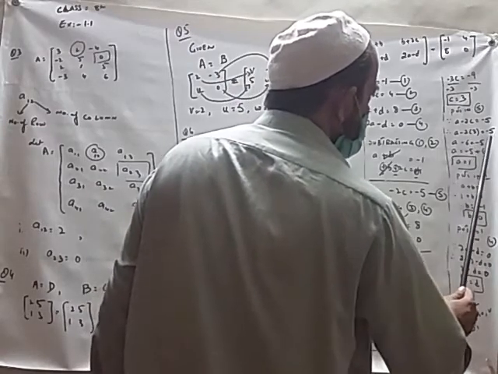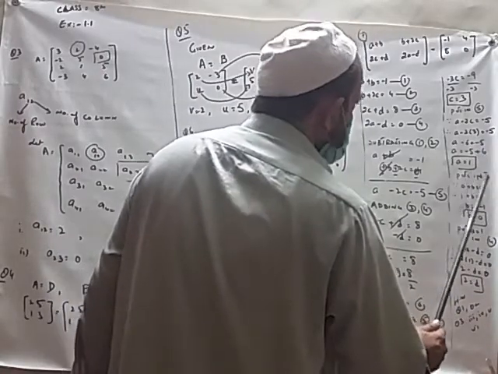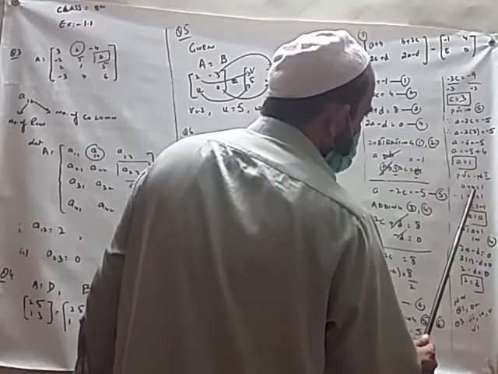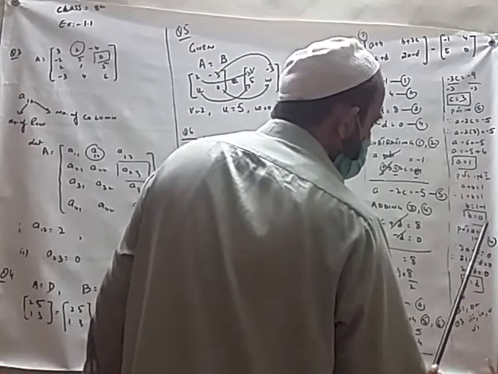Minus 6. Shift on the right hand side. Minus 5 plus 6 equal to 1. Put A is equal to 1 in equation number 1. Here, A plus B is equal to 1. A value is 1, 1 plus B equal to 1. B equal to 1 minus 1, 0.